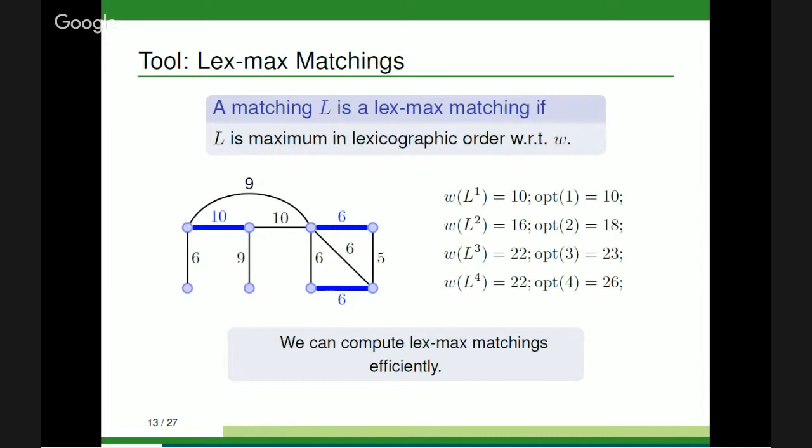So for example, they are not as bad as for this problem. If L is the Lex-max matching, and you look at the weight of L1, that's 10, which equals the optimum of one element. The weight of L2 is 16 in this case, and up to is 18, and so on. So these numbers are close. So we want to use that, and we want to do it in an interesting way. So this is the first tool that we need.